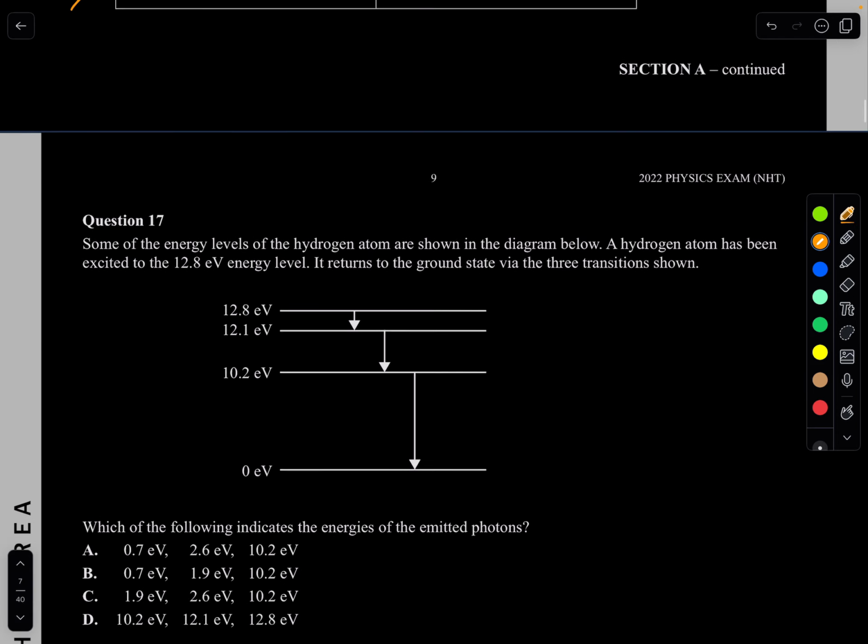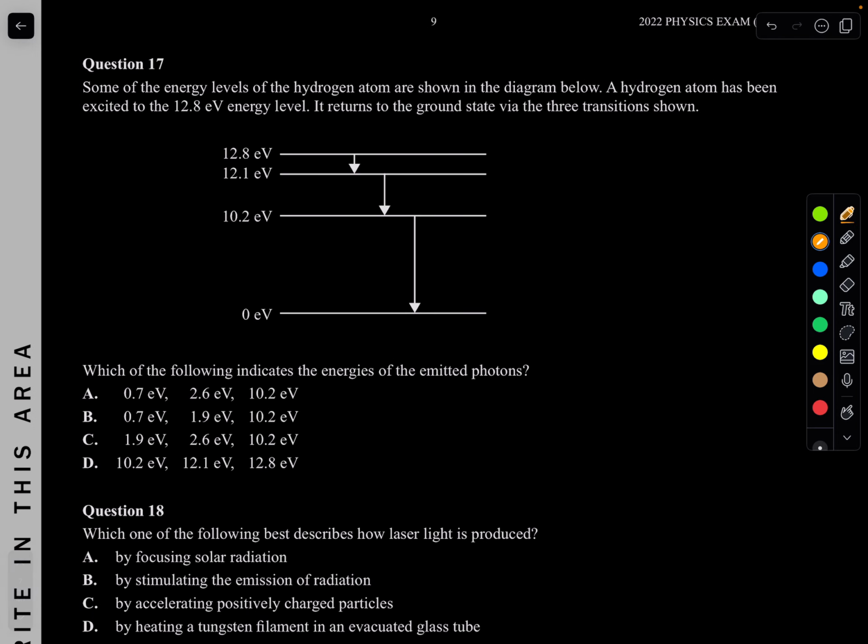A. Question 17. Some of the energy levels of a hydrogen atom are shown in the diagram below. A hydrogen atom has been excited to 12.8 volts, and it returns to the ground state through 3 transitions. Yes, we can see figures 1, 2, and 3. All right, let's have a look. Which of the following indicates the energies of the emitted photons?